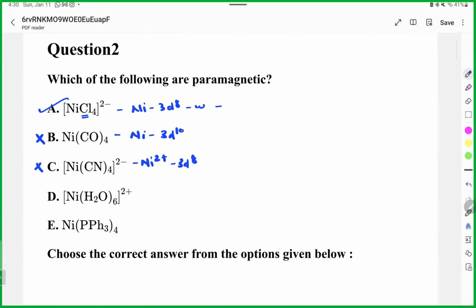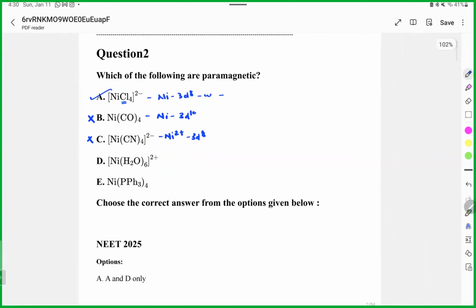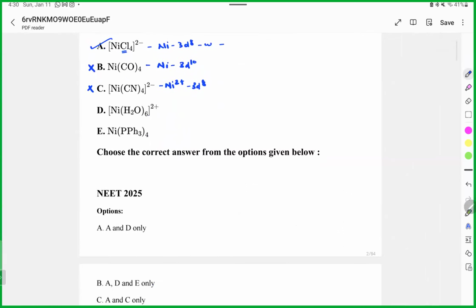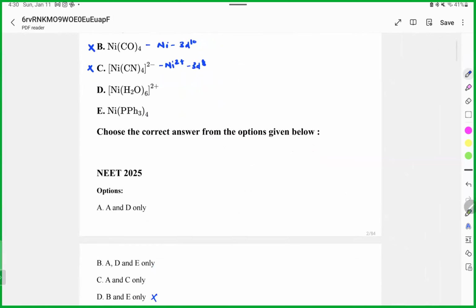So, if you consider all these factors, can we see the options based on this? A is paramagnetic, so you can eliminate D. B and C are not, you can eliminate these also. Correct? Now you have to choose out of the last two, which one will be there.